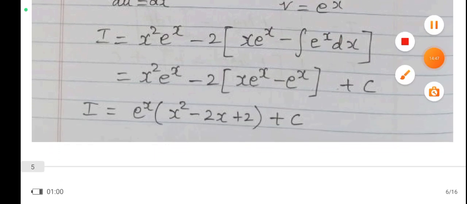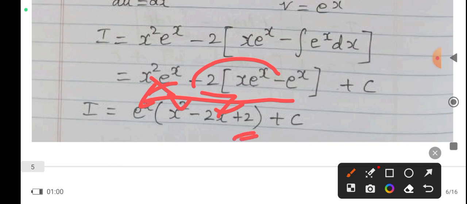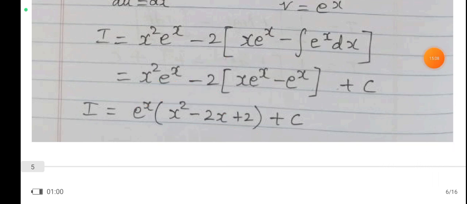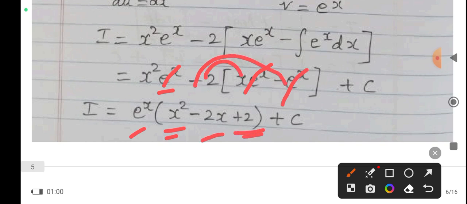So can we take anything common? You can stop here, children, there is no doubt in it. You can just multiply and stop, or you can take e power x as common: x square minus 2x, then minus into minus is plus, so plus 2, plus c. Did you understand how x square minus 2x plus 2 comes? Because we are taking e power x as common: from e power x take x square, again from e power x take minus 2x, again from e power x take minus 2 into minus 1, plus 2.